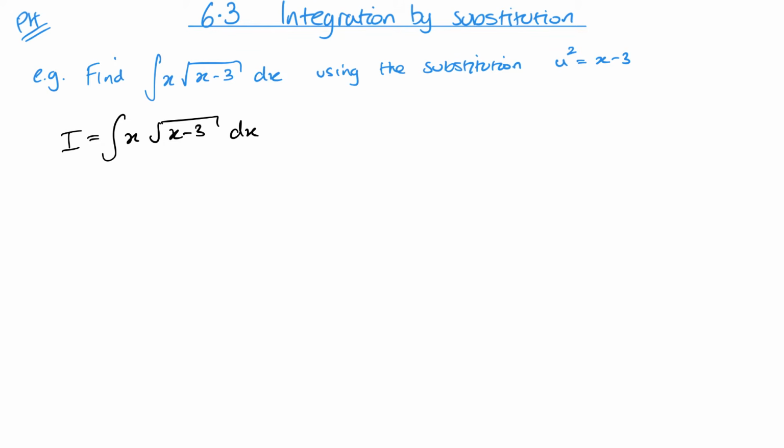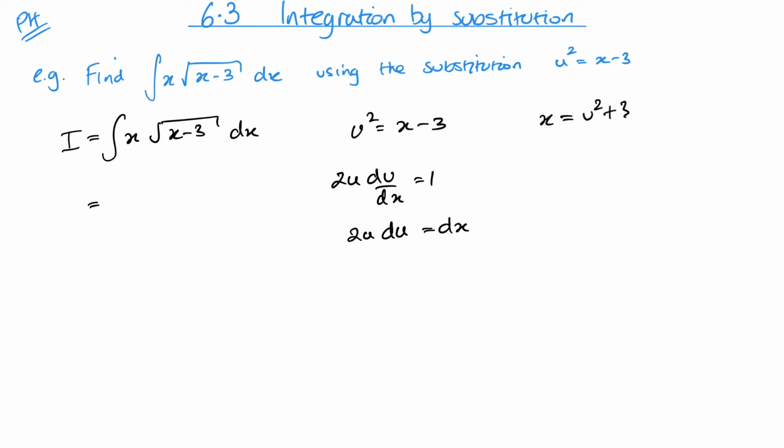And we know that u squared equals x minus 3. Differentiating with respect to x gives me 2u du by dx equals 1. So 2u du equals dx. Brilliant. Now looking at my u squared equals x minus 3, I need to get that as x equals u squared plus 3. Now I've got all my bases covered, I can substitute in.